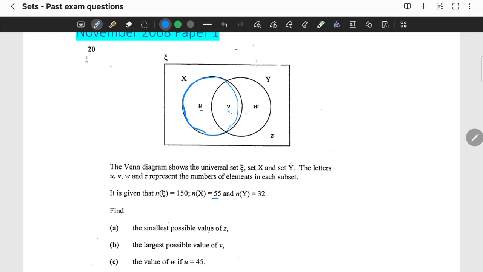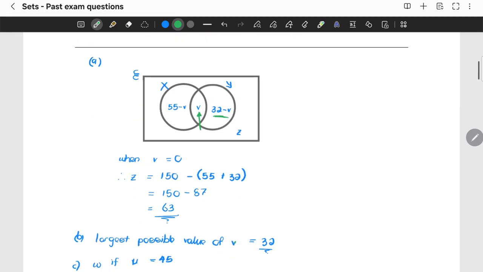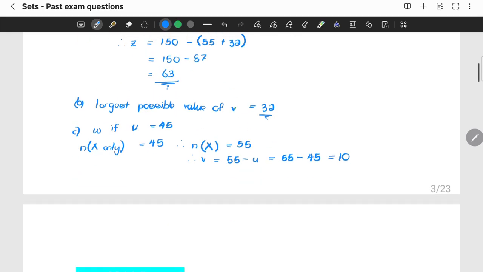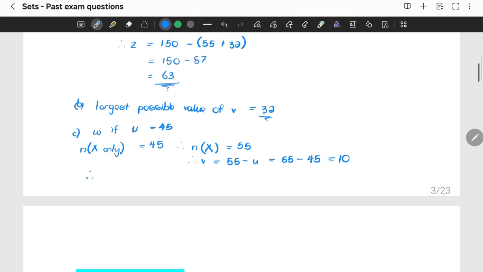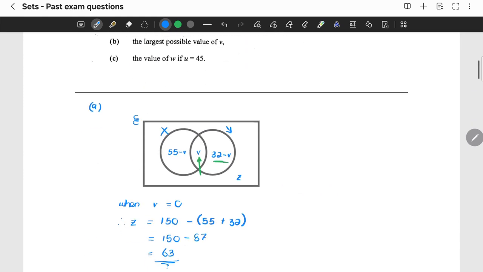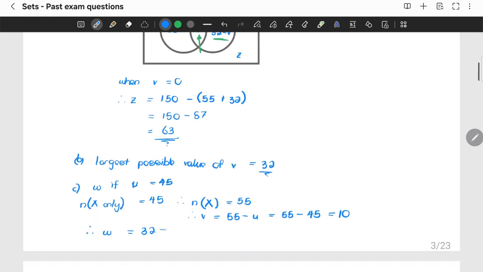So once we know v and we know everything that's in y, which is 32, we can find w as well. Therefore w is equal to 32 minus 10, because it's also minus v, which is equal to 22. So that's how we calculate it.